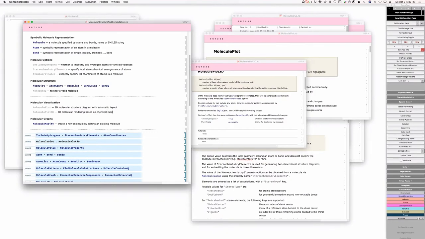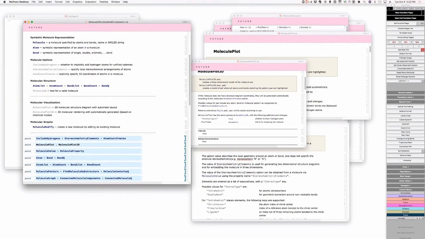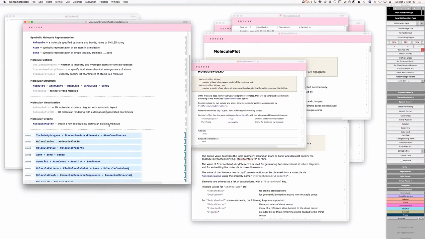Right, because molecule plot 3D doesn't have to compute the coordinates. If you give it a molecule that has them already, that you brought in from some file, it's not going to have to resort to anything. So I'm saying with automatic layout here, so we can say with automatic physics computation or something. So, automatically generated 3D atom coordinates, if necessary. It's like an optional feature.